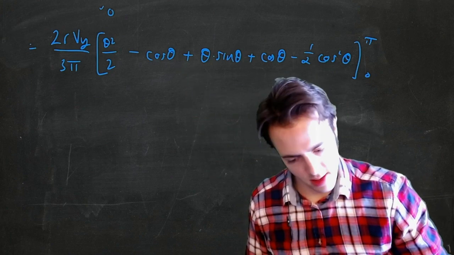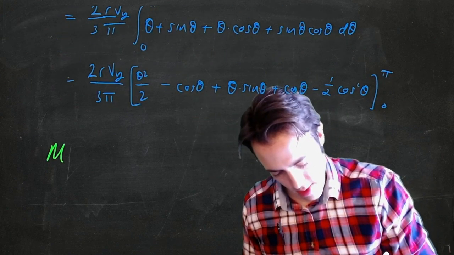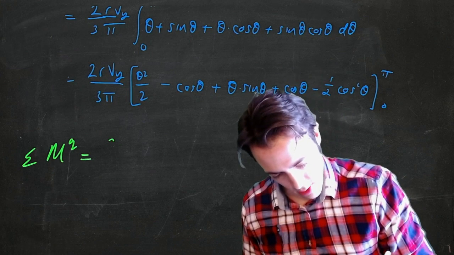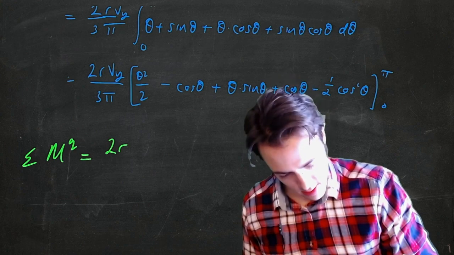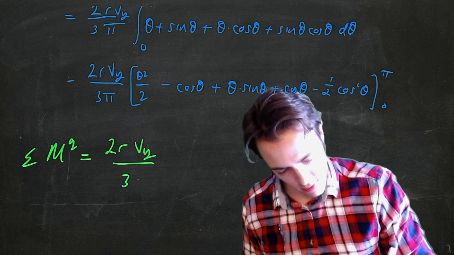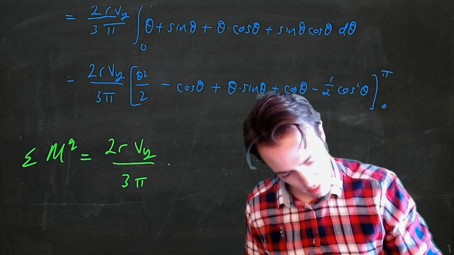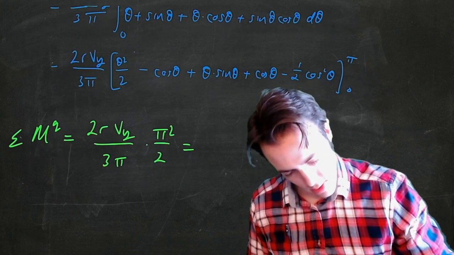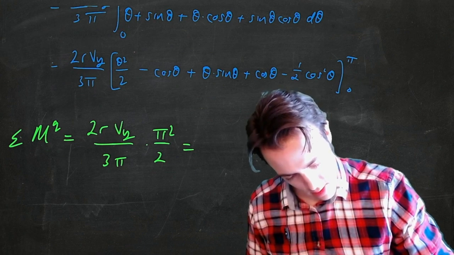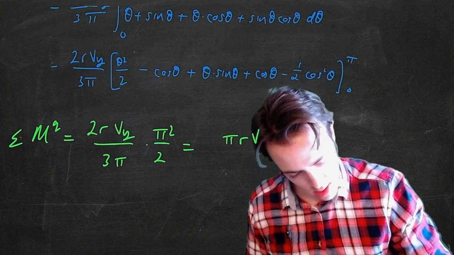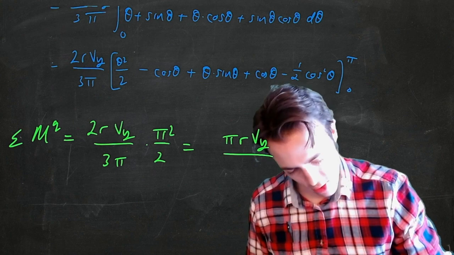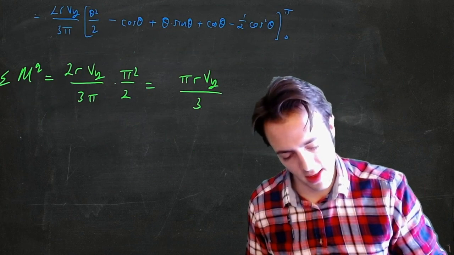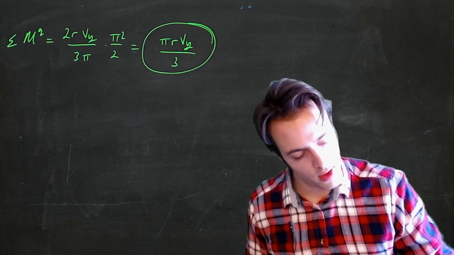So we end up with the moment due to the entire shear flow is equal to 2 r Vy on 3 pi multiplied by pi squared on 2, which gives us pi r Vy on 3, which is suspiciously close to what we need to actually evaluate. So this is then the moment due to the combined shear flows.